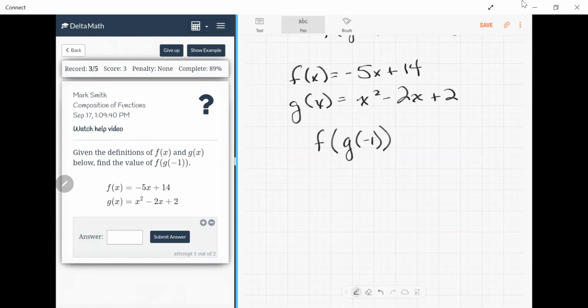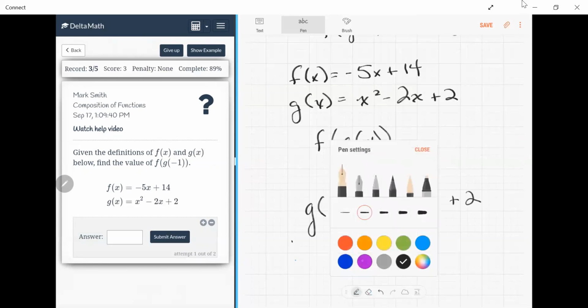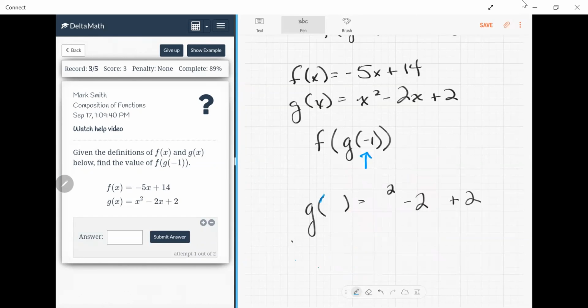Okay. All right. So just like in the other one, the first thing we have to do is figure out what this is. What is f of g of negative 1? All right. And so we have g of x. I'm going to write it, except I'm going to leave the x's out because I'm going to fill those in. And here we said, what is g of negative 1? So I'm going to put negative 1 here where the x was. I'm going to put negative 1 here where the x was.